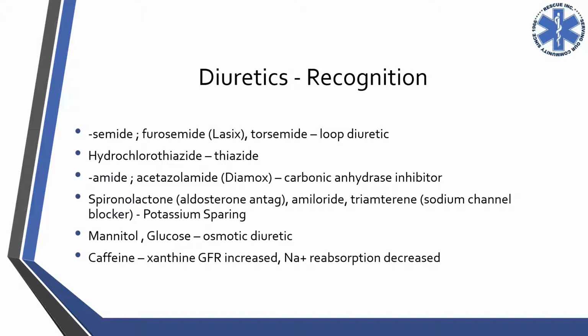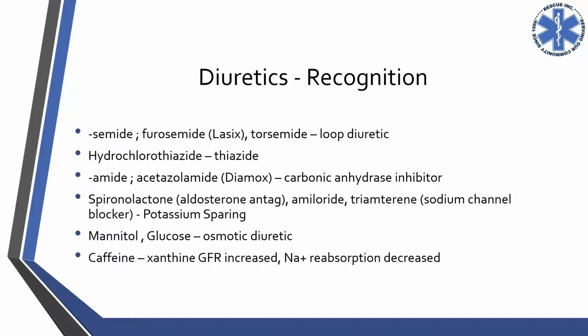Then we have spironolactone. Spironolactone is a potassium-sparing diuretic, and we see that very commonly in CHF patients. Spironolactone is one of the ones I've been seeing more and more of lately. I swear I didn't even see it used 3 to 4 years ago, and now I'm seeing it more and more often. So that's one we should be aware of as linking to congestive heart failure.